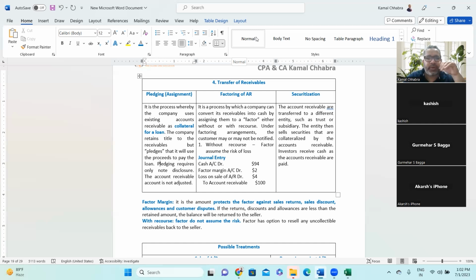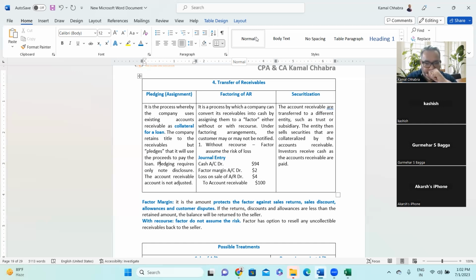Right? That is the difference between with recourse or without recourse. Correct, sir. Under the factoring arrangement, the customer may or may not be notified. So here it is not required to inform the customer that I am factoring the account receivable. You can communicate it to him, or if you do not, that's also fine. It's not required by any law.